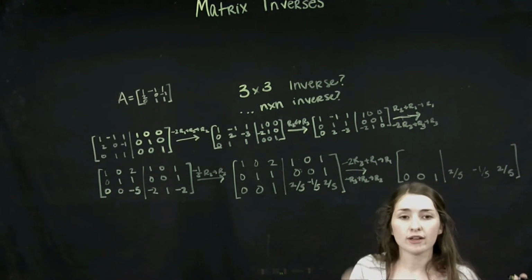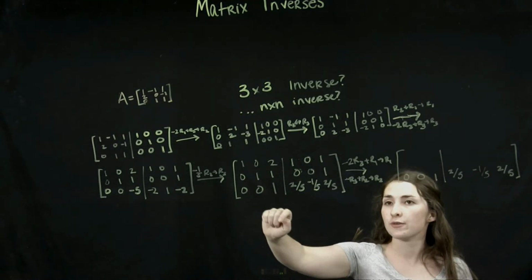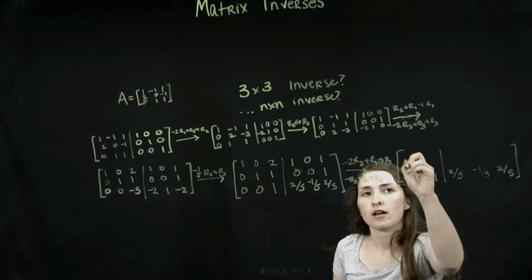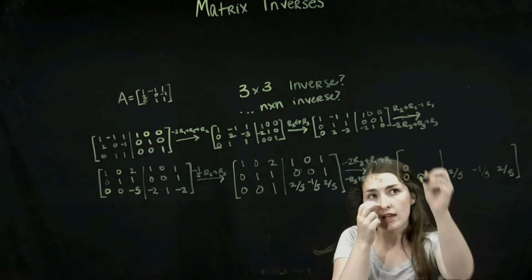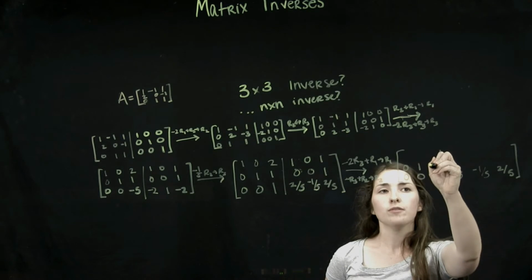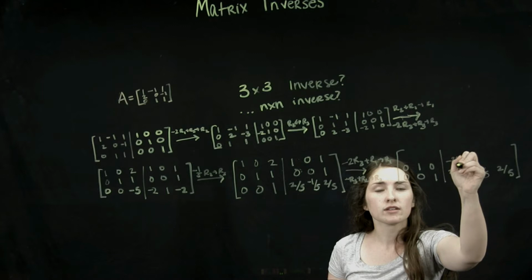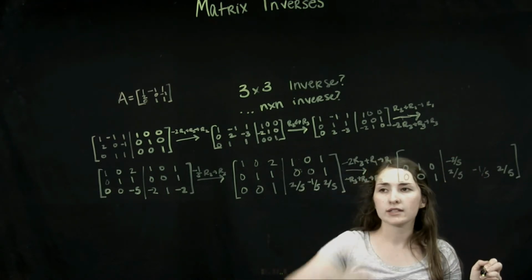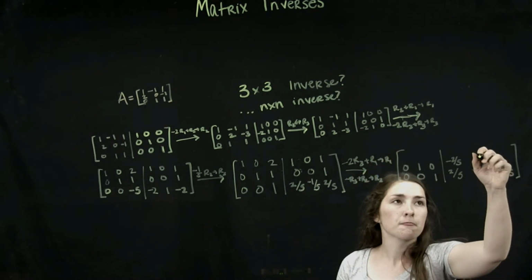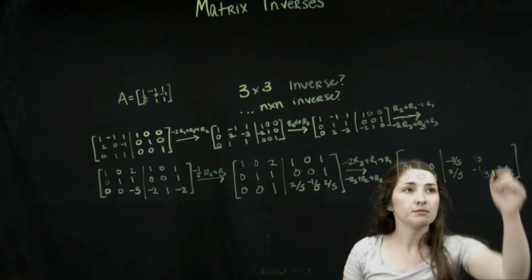Now what we are going to do is take negative row 3 and add it to row 2. So negative 0 plus 0 is just 0. Negative 0 plus 1 is 1. Negative 1 plus 1 is 0. Negative 2/5 plus 0 is negative 2/5. Negative 1/5 plus 0 is negative 1/5, so it's going to be 1/5 up here. And then negative 2/5 plus 1 is going to be 3/5.